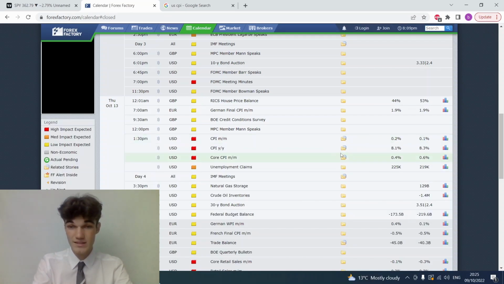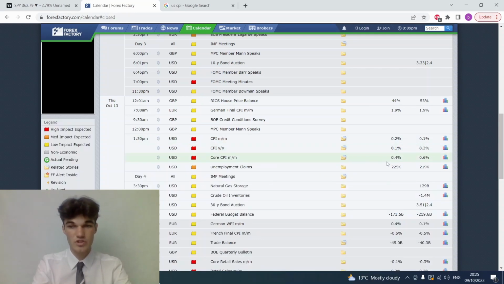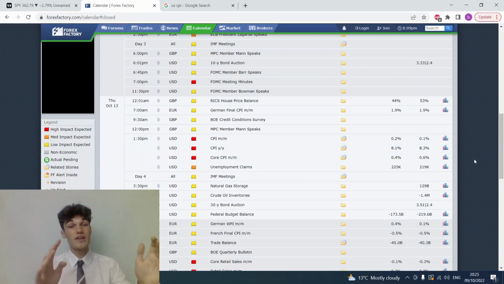Of course, we will get a CPI year over year as well, and that's expected at 8.1%. So of course, they are predicting inflation to have come back down. Of course, in July, for June's figure, was the worst at 9.1%. But then we've seen an 8.5 and 8.3, and now we're projecting another downward trend to 8.1. The Fed are very focused on bringing down inflation, so hopefully we can get that figure.